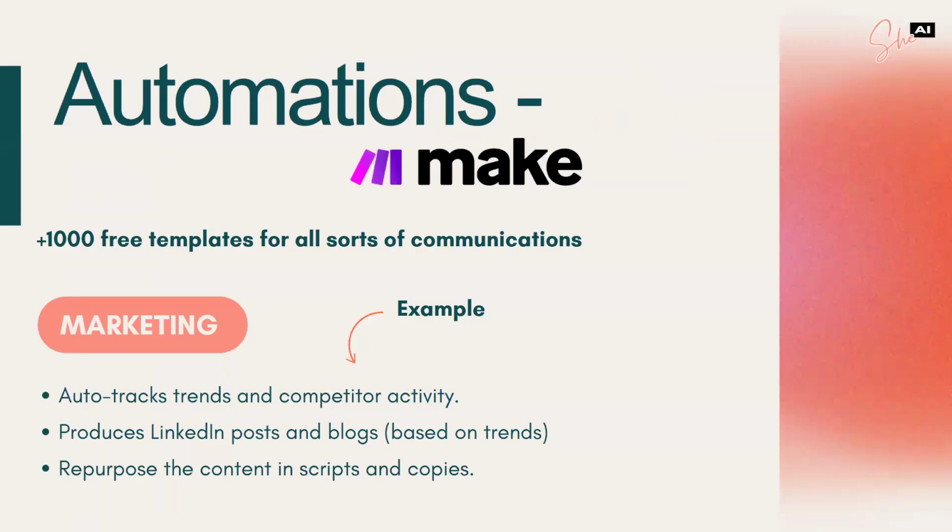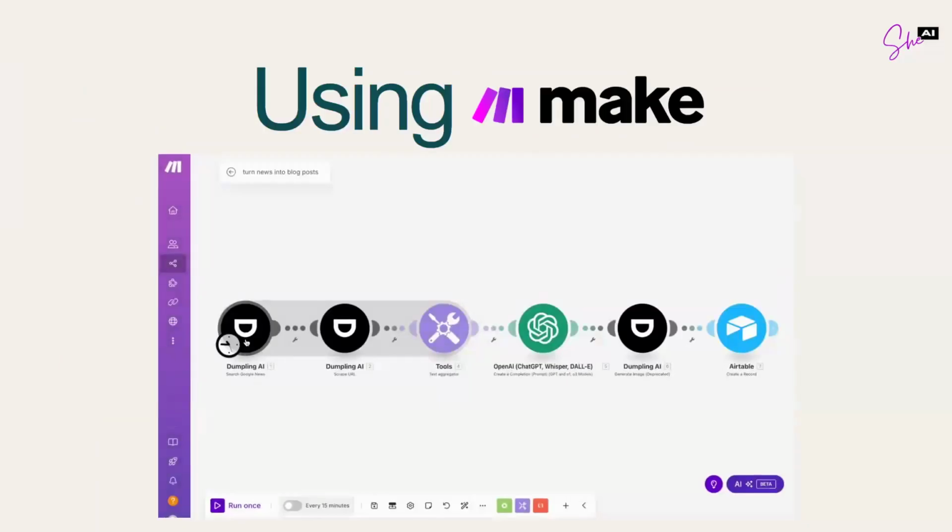So how do you do the automations? Then we have Make, which is a very cool tool. It's very intuitive because it's just drag and drop, although you do have to know how to connect APIs. APIs are keys that different tools use to communicate with each other.